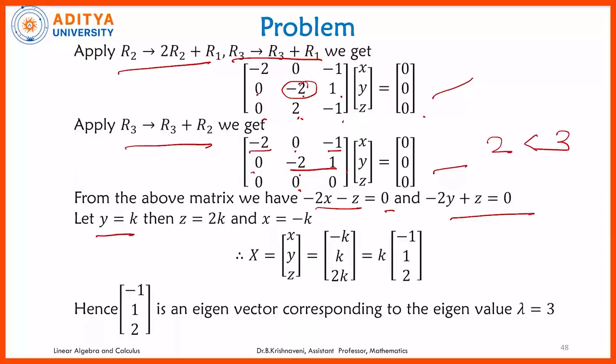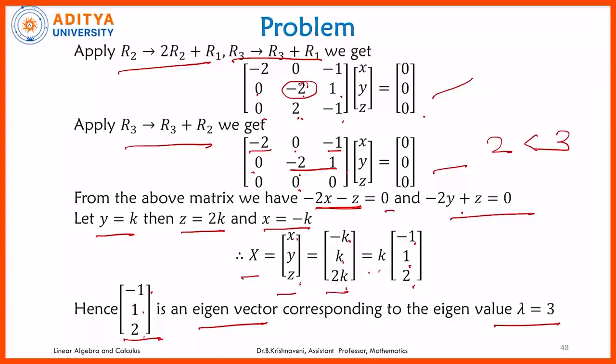Now fix one of the variables as an arbitrary constant. Let us take y is equal to k. Then by using the second equation, we got z is equal to 2k, and by means of the first equation, we got x is equal to minus k. Therefore, the eigenvector corresponding to lambda is equal to 3 is given by x, y, z equal to minus k, k, 2k, that is equal to k into minus 1, 1, 2. So this gives the eigenvector minus 1, 1, 2 for the eigenvalue lambda is equal to 3.